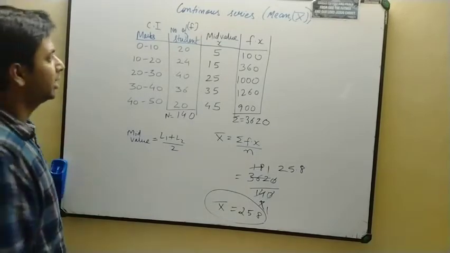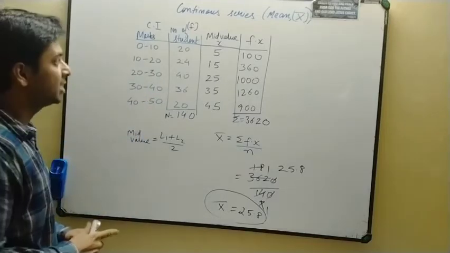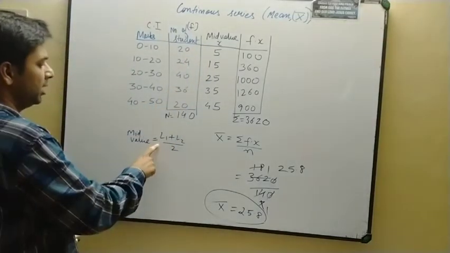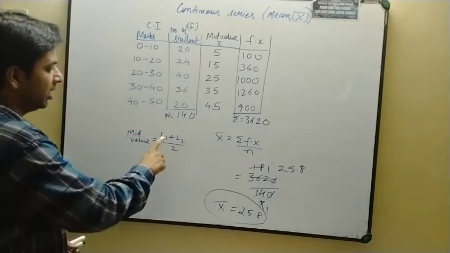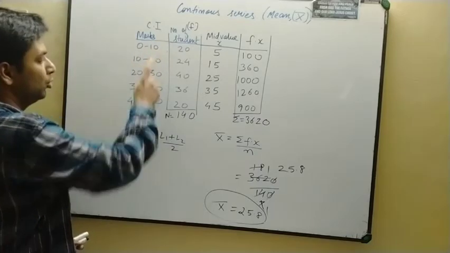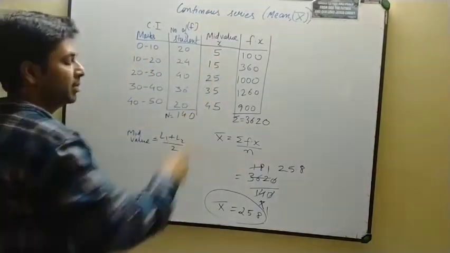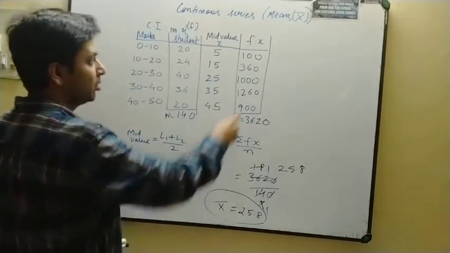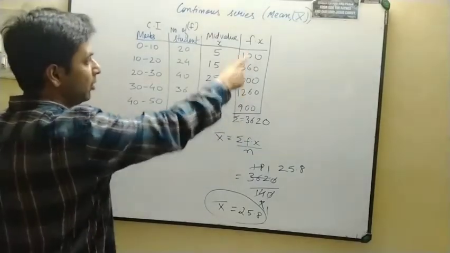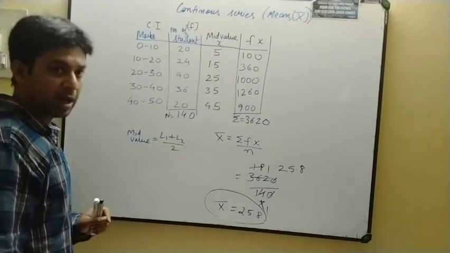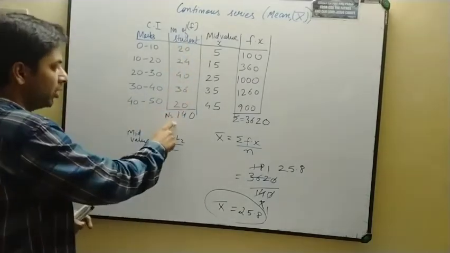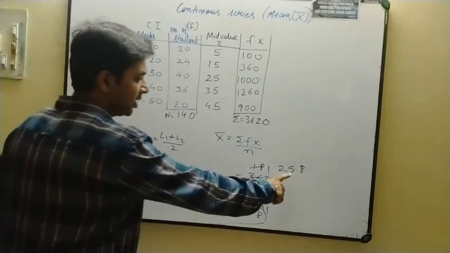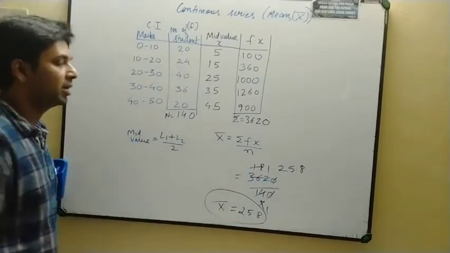Here you can see how we calculated. The class interval is given in the continuous series. What I did was simply calculate the mid value by lower limit plus upper limit divided by 2. I added the lower limit and upper limit and divided by 2. This is the formula to calculate the mid value. Then I did f into x. 3620 is the total of fx, because as per the formula I want the total of fx divided by n. N is nothing but the total of frequency. Dividing it by 140, what is the result we are getting? 25.8, which is going to be our mean. Please note it down.